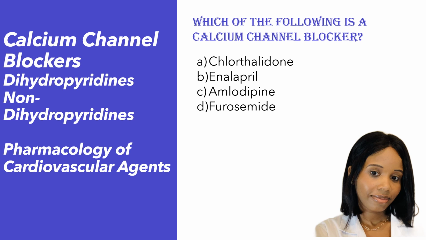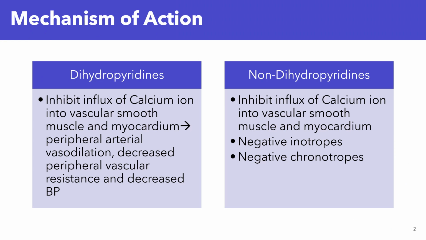Okay, let's get started. Let's talk about the mechanism of action of dihydropyridines and non-dihydropyridines. Dihydropyridines inhibit influx of calcium ions into vascular smooth muscle and myocardium. Influx of calcium ion causes vasoconstriction. So by inhibiting the influx of calcium ion, that leads to peripheral arterial vasodilation, decreased peripheral vascular resistance, and decreased blood pressure.